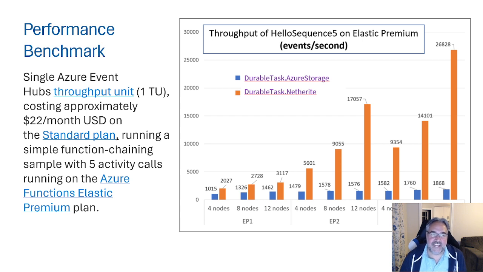If I run that on the Azure Functions Elastic Premium plan, so it's going to run really fast, you can see here in blue that regardless of how you scale up in terms of Elastic Premium, whether it's EP1, EP2, or EP3, you're pretty much getting the same throughput. You're almost doubling, I guess, if you're going from 10 to 1800, but it's still pretty flatlined in comparison. When you look at Durable Task Netherite, you're getting a substantial increase in throughput. You're going from 2000 to 26, much, much higher. And again, these are events per second, so really, really fast.